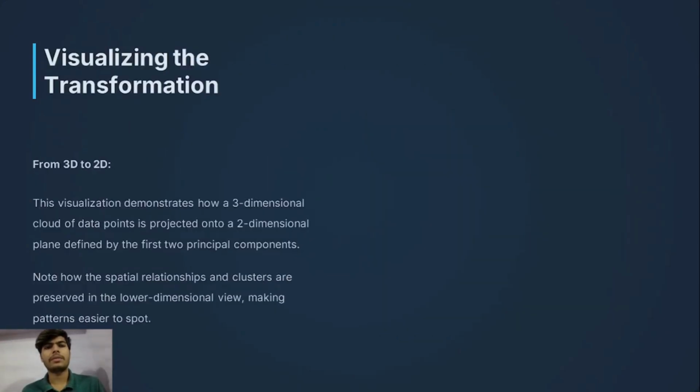Visualizing the transformation from 3D to 2D. The visualization demonstrates how the 3D cloud of data points is projected onto a two-dimensional plane defined by the first two principal components. Note how the spatial relations and clusters are preserved in the low-dimensional view, making patterns easier to spot.